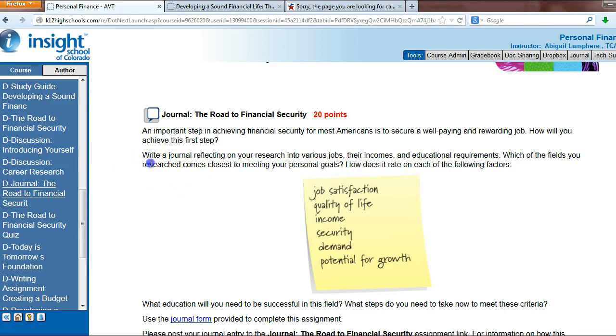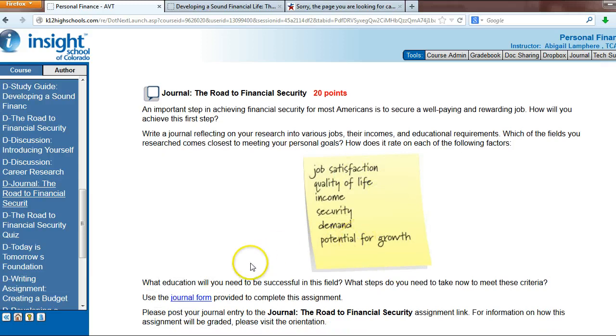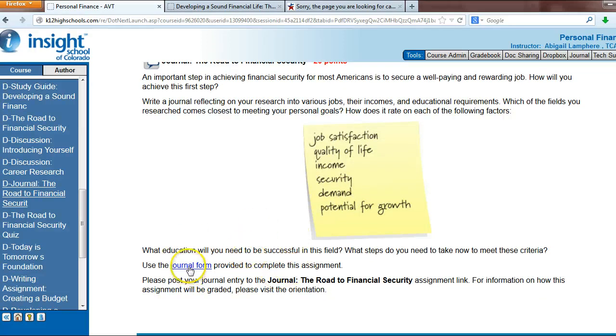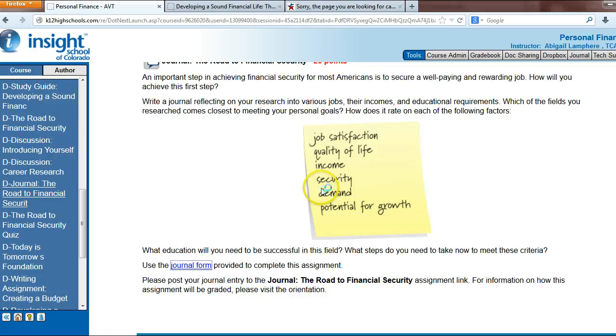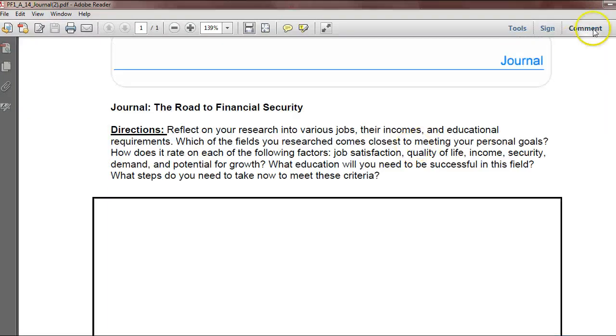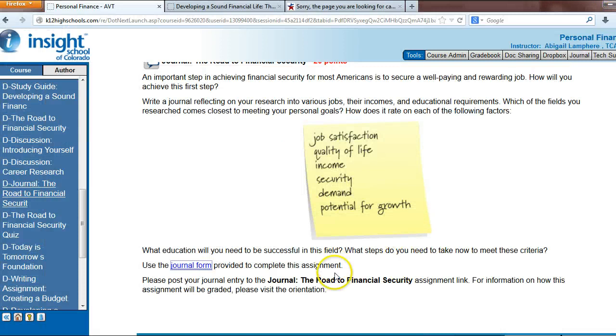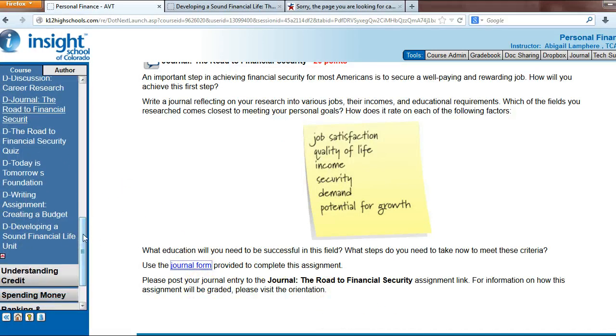Which of the fields you researched come closest to meeting your personal goals? And how does it range on all of these factors that you should have been looking at? You can use this PDF form if you want, or you can use a Word document, that's fine too. But just remember that if you use this PDF form, you must save it. For some reason I get a lot of blank PDF forms because people submit the wrong attachment or don't save it correctly. So if you want to skip the PDF, you can just copy and paste this into a Word document and do it that way as well.